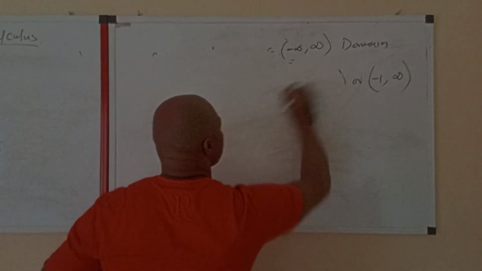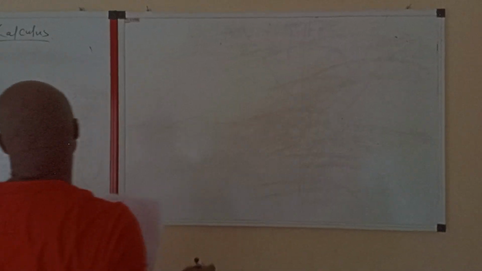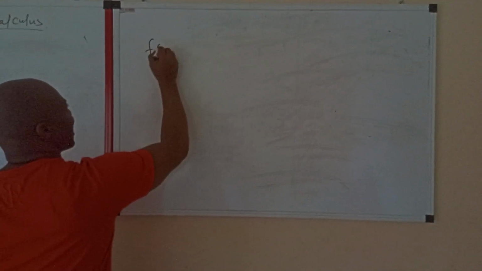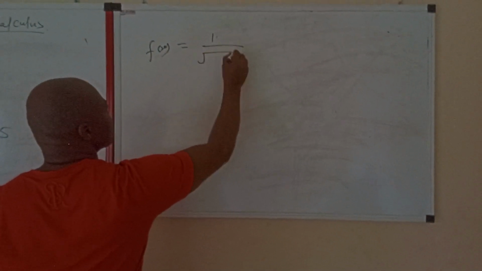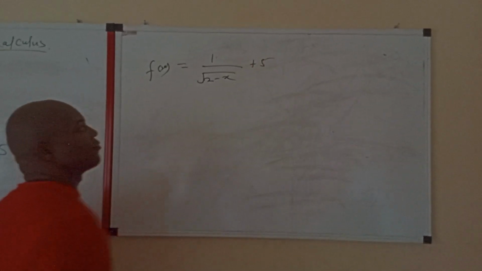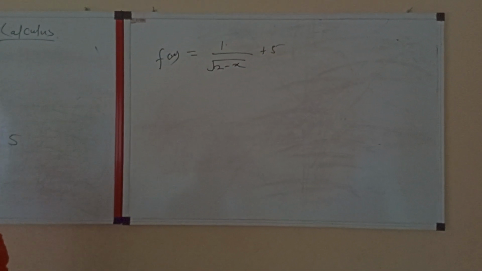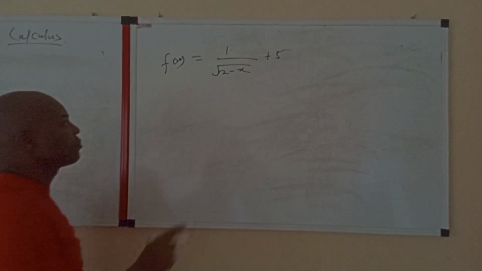The last one before maybe we talk about another thing. The last one we have now is f of x is equal to 1 all over the square root of 2 minus x plus 5. This one is the last one we have. Now, let's put something here.